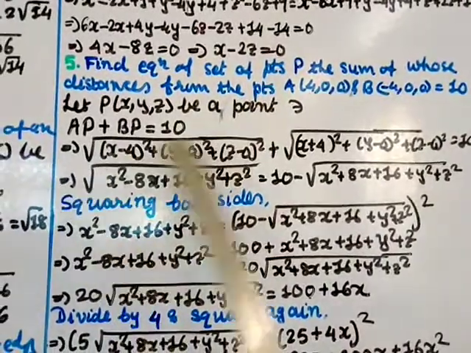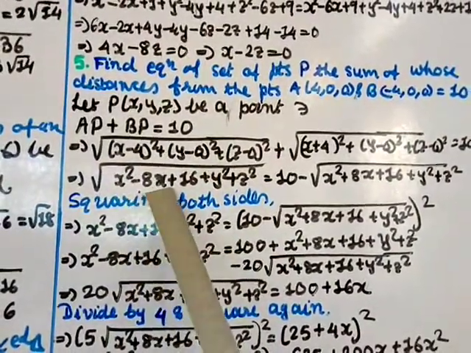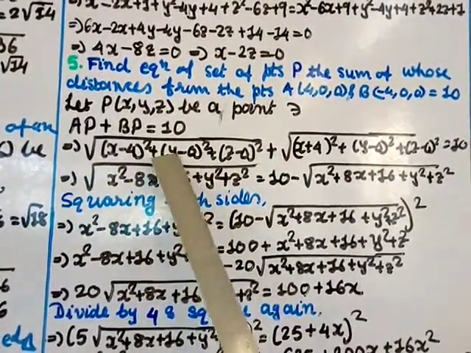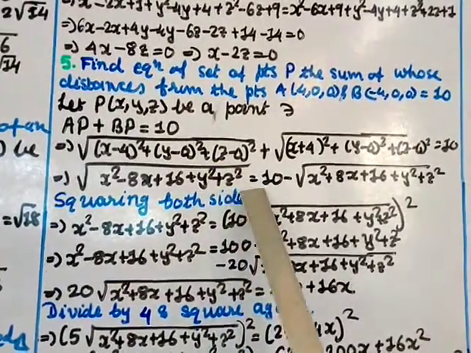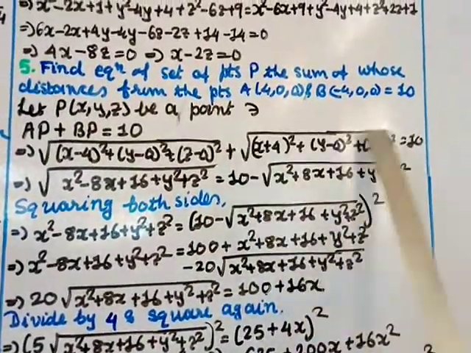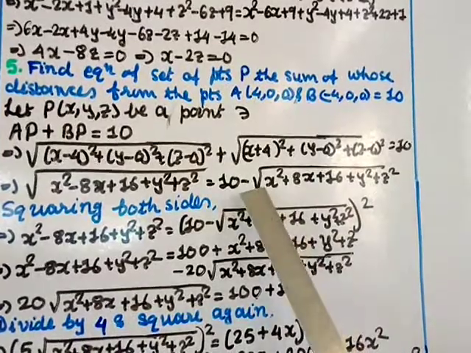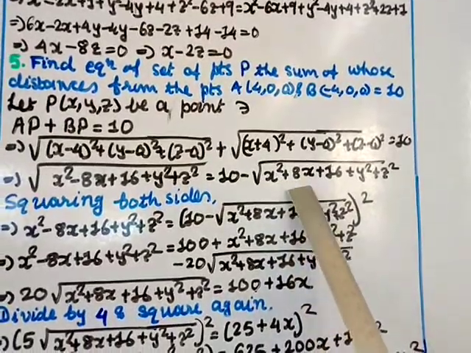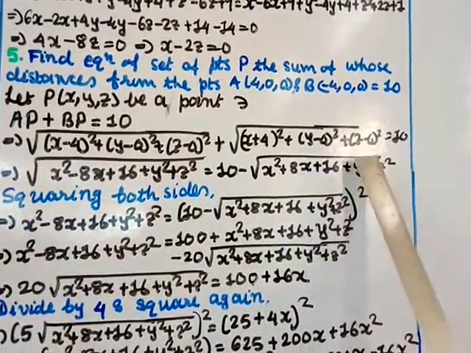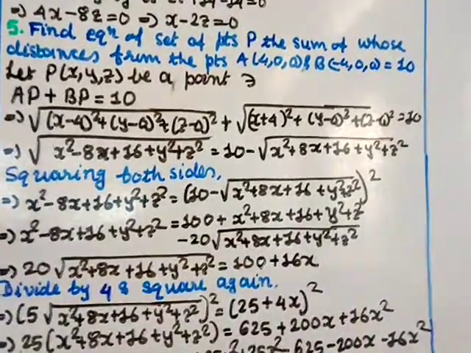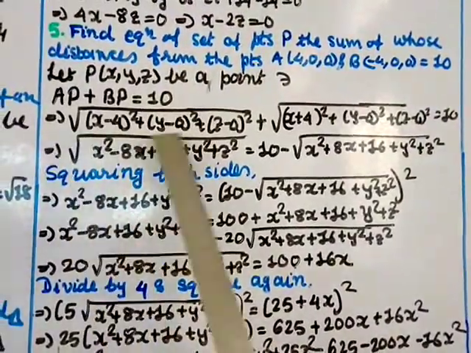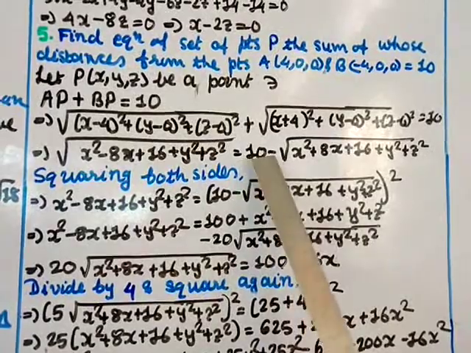So I expand this under the square root: x square minus 8x plus 16 plus y square plus z square equals 10 minus this, transferred here and expanded. So under the square root, x square plus 8x plus 16 plus y square plus z square. Now square on both sides. When you square, this square root will cut, but here you have to use (a minus b) whole square.